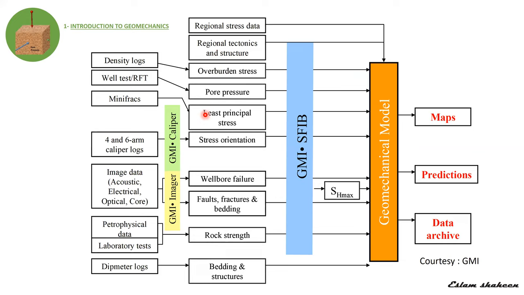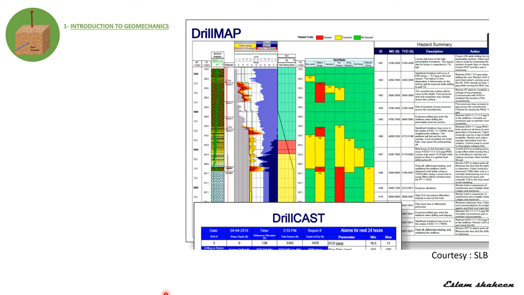We have the stress orientation, from four or six arm caliper logs or FMI data. We have faults and fractures; we have to know our fault and fracture embeddings. This comes from seismic, or otherwise from fault cuts inside the well. Rock strength, which is the mechanical earth properties or mechanical rock properties, comes from petrophysical data and laboratory tests like the uniaxial test. This is a test done in the lab to know the strength of the core data. Bedding and the structures of the underlying logs come from what we call the dipmeter log. This is also a type of presentation of a geomechanical model. This is what is called a drill map.